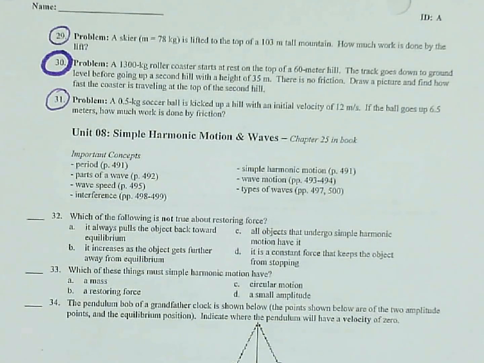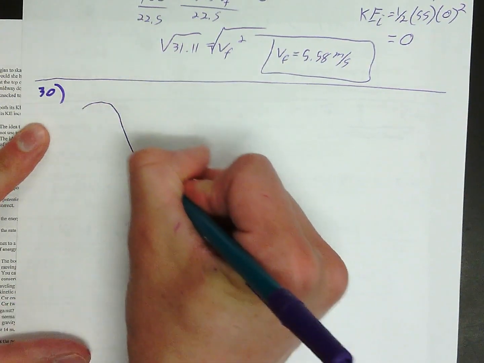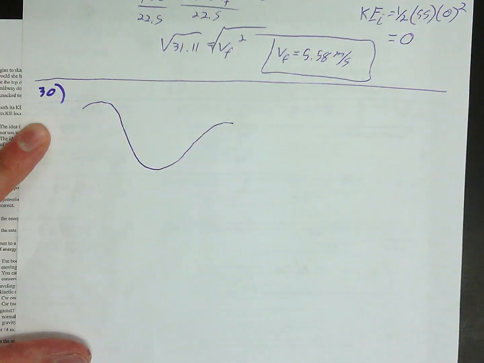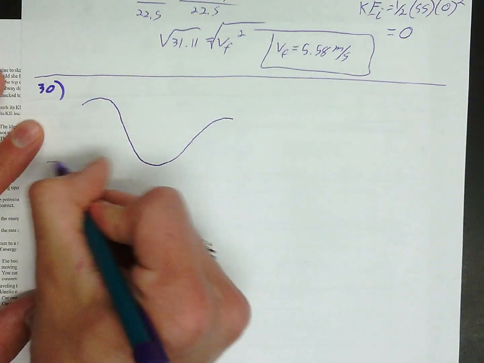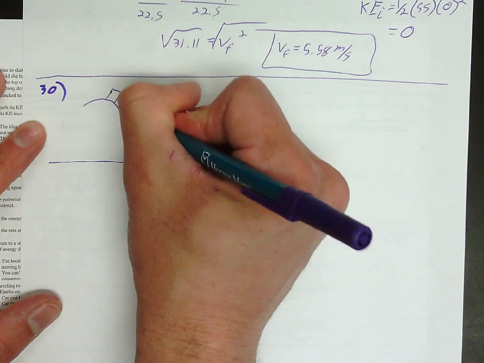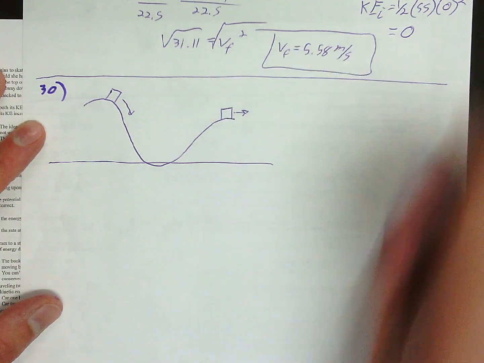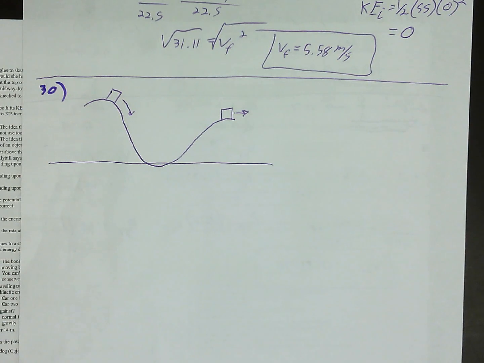Okay, so we've got a roller coaster starting at the top, going down, and then back up to a second hill. We're assuming there's no friction. Draw a picture and find out how fast the coaster is traveling at the top of the second hill. So we've got something like this going on. We've got my first hill, it goes down, comes up to a second hill. Here we'll call the ground. Here's my roller coaster starting up here, travels down that way, and then comes back up to this second hill and continues moving.